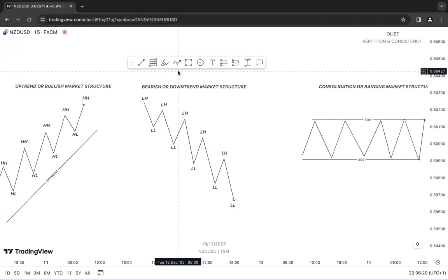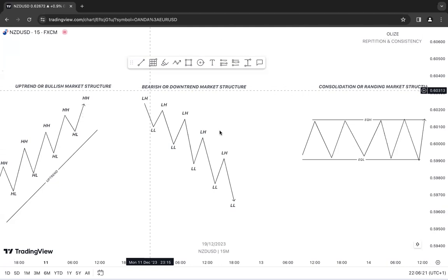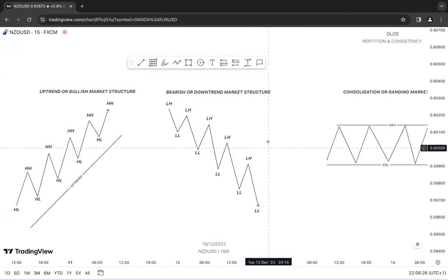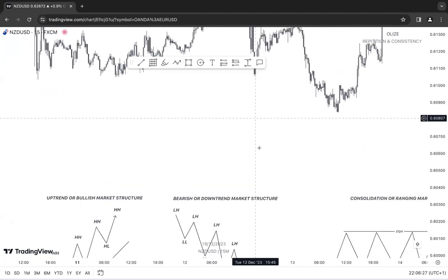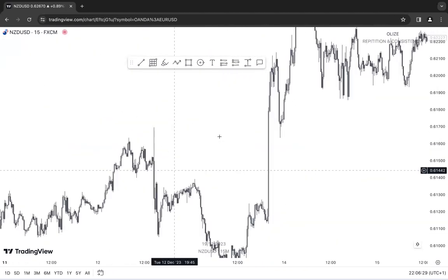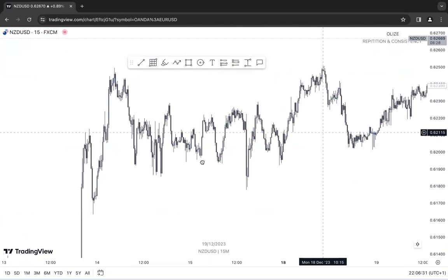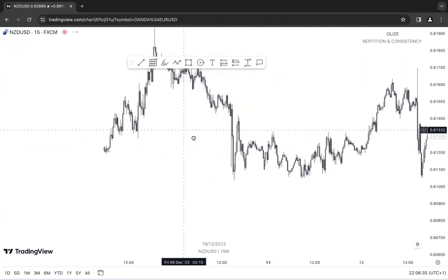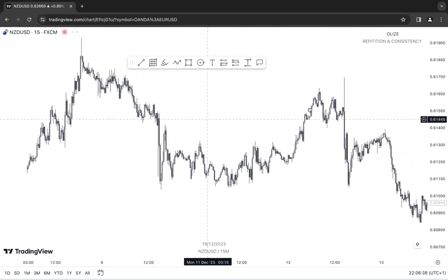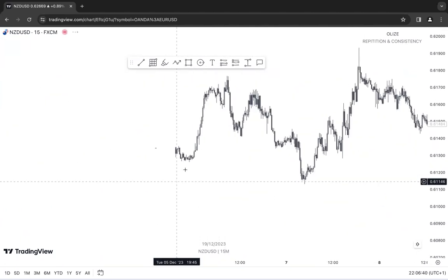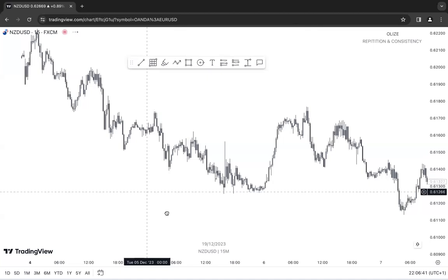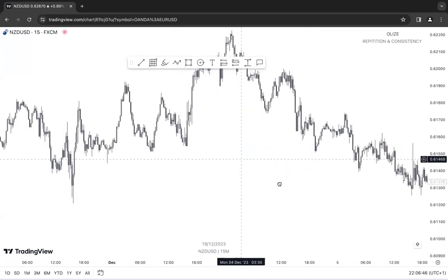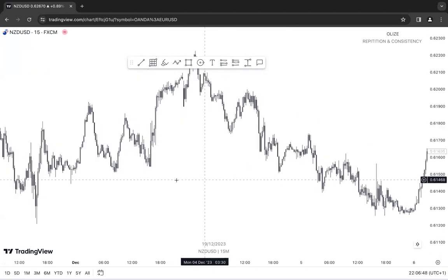Okay. So let's have a chart example of these three before we move on. I think I'm on the NZDUSD pair. Let me check if I can find any chart example here that we can make use of. I think I'm seeing one here.